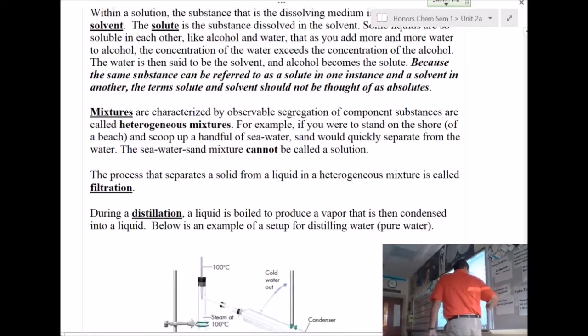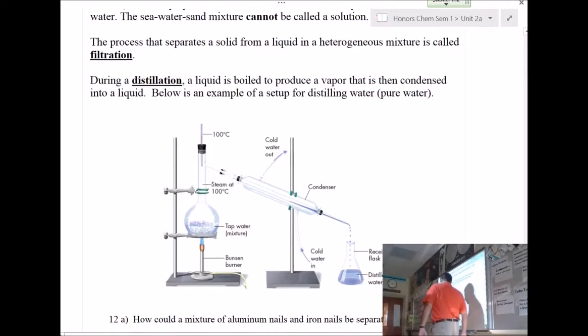Now, I have an image of how you would distill something. In other words, if I take that muddy water and heat it, the thing that has the lowest boiling point will evaporate out. And then I can condense it by running some cold water through there, and I'll get pure water out of that. So yeah, it is possible to get nice clean water out of that.